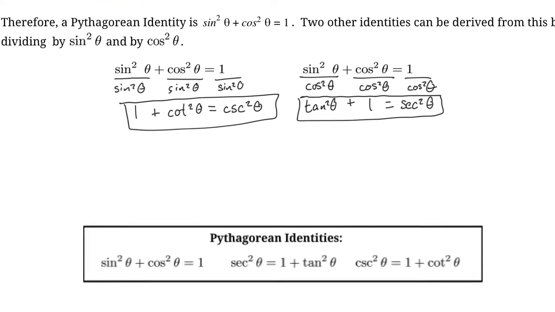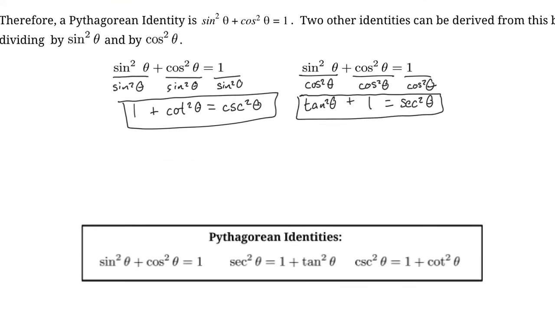So these are all our Pythagorean identities listed below. We have our first one, our most common one that we're probably going to use, sine squared theta plus cos squared theta equals 1. And now we have derived these 2 Pythagorean identities, so we can start using these when we're proving our trig identities.